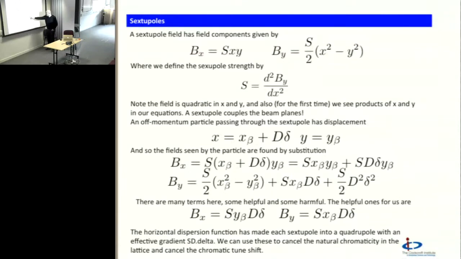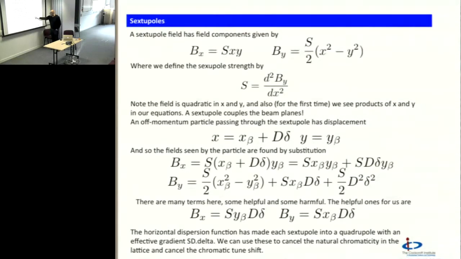If you multiply this out, we get terms that go like x betatron, y betatron. That's a coupling term. We've got a term that goes as the sextupole strength, the horizontal dispersion, the momentum deviation of the particle, y betatron, and do the same in the y motion, and we get a whole bunch of terms looking like this. There are loads of them. I won't go into them all, because each one in itself is a whole study. But there are some handy ones here.